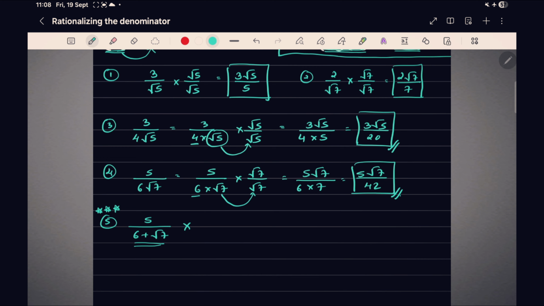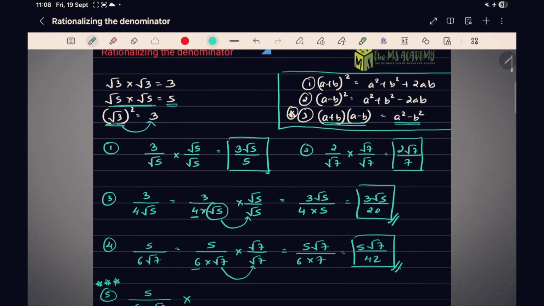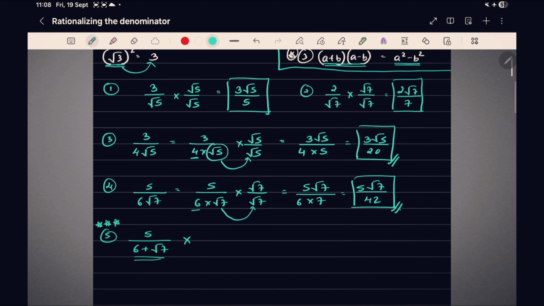Okay, so let's see. हमारे पास a plus b तो already है. 6 is acting like a and root 7 is acting like b. So we already have a plus b. What is missing? We are missing a minus b. A minus b is not in this equation. So we are going to multiply by 6 minus root 7, and numerator may be again same 6 minus root 7. So this is going to give us as 5 bracket 6 minus root 7 upon 6 plus root 7 into 6 minus root 7.